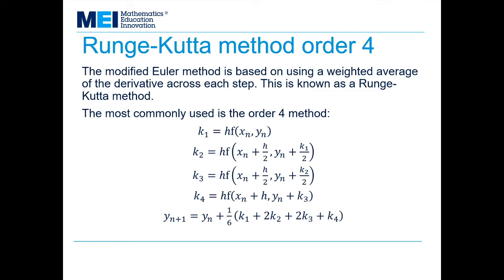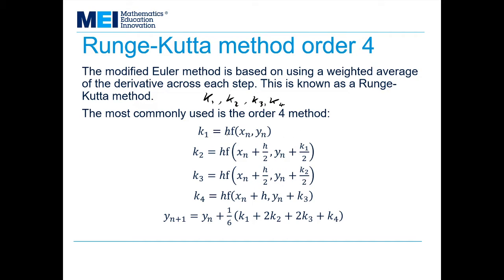So the modified Euler method in the previous video used two approximations, K1 and K2, to the change in y, and then averaged them out in order to find our new value. This time we've also got K3 and K4. And then we find a weighted average of all four of those to get our new y value. Let's go through the k values one at a time then.